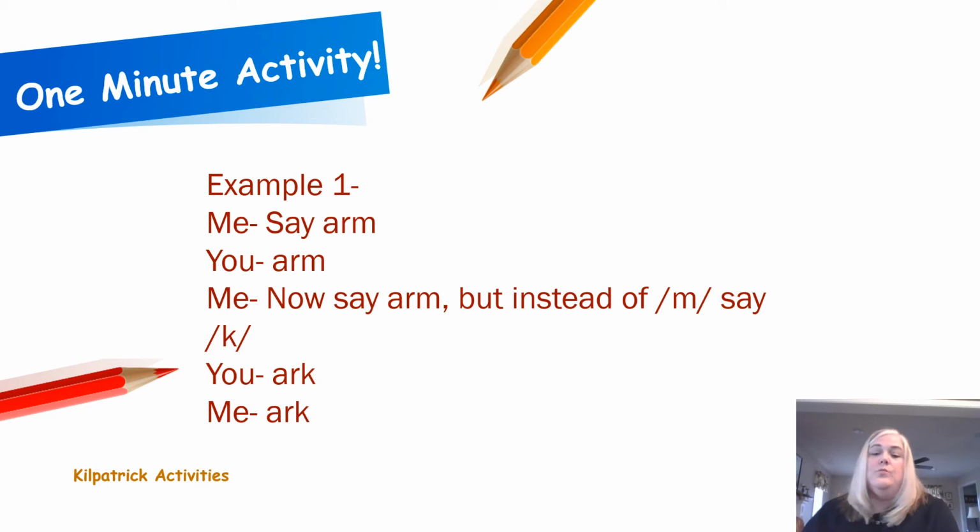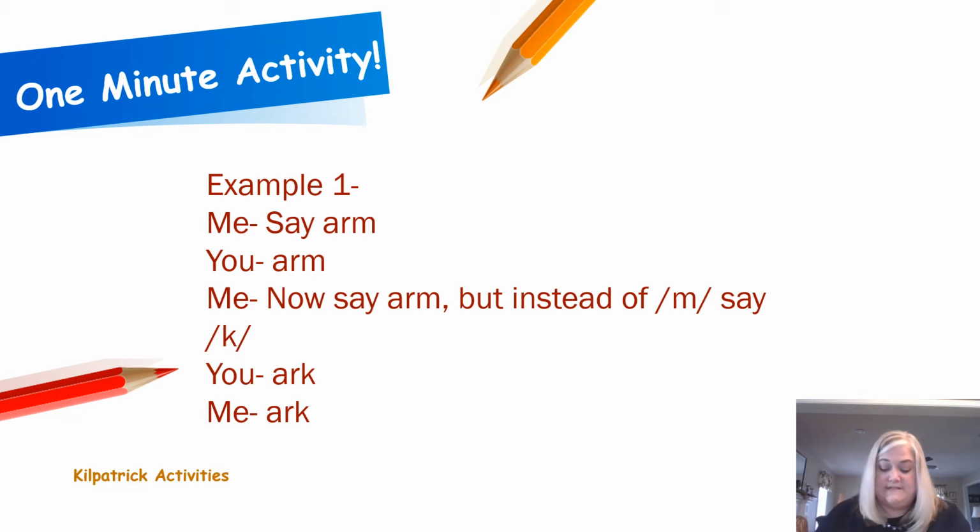Now we're going to have a 1-minute activity. And my students, and I think most of you second graders know how to do this, but it's learning how to manipulate sounds, and we will practice that. An example will be me, I will say goat. You will say goat. And then I'll say, now say goat, but instead of t, say z. And then you should say goes. Instead of goat, you change the t to z, goes. Are you ready? Let's do some together. Here we go.